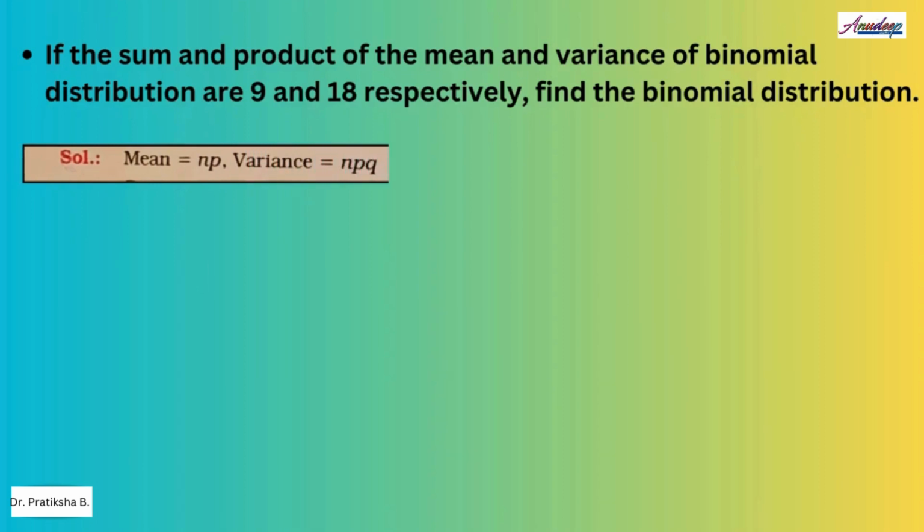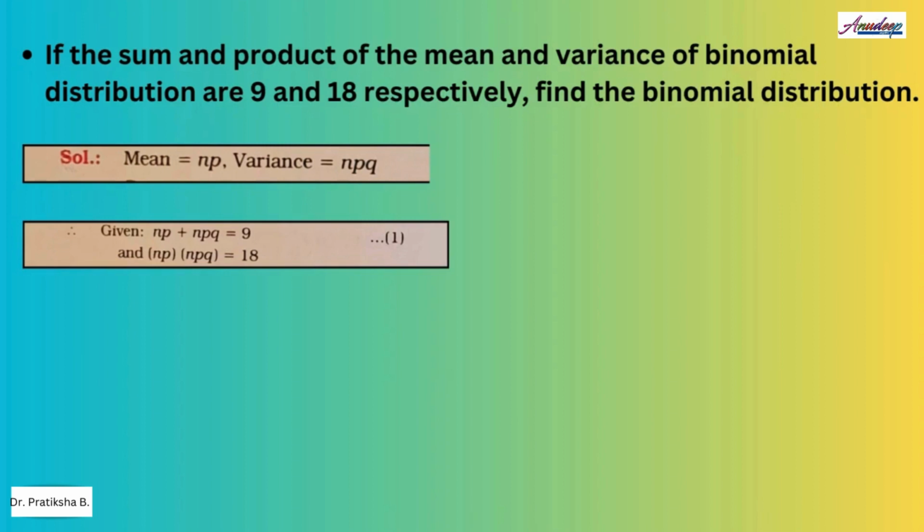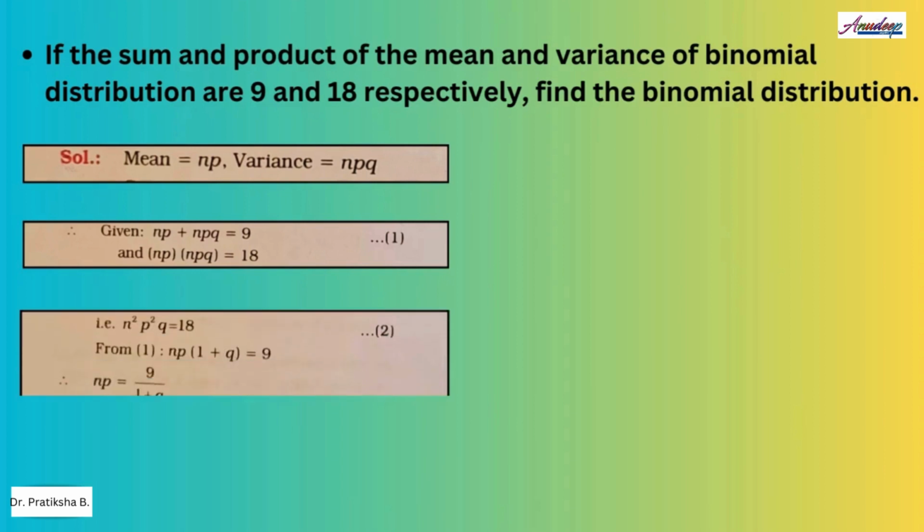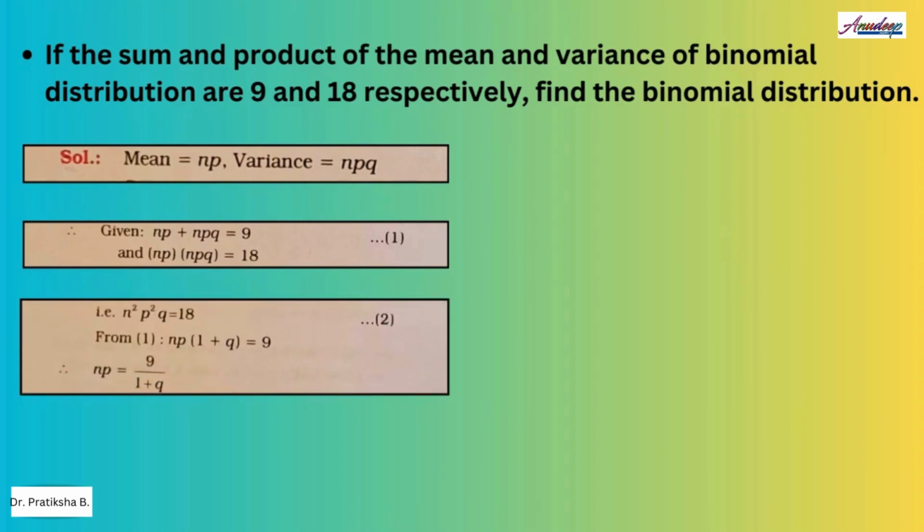So if I take the sum, it will be np plus npq equals 9, and the product will be np into npq equals 18. This is what is given to us. Now when we evaluate the second part, that is np into npq, we get n square p square q equals 18. And from equation 1, we can take np common, getting np into bracket 1 plus q equals 9. So that means np is 9 upon 1 plus q.